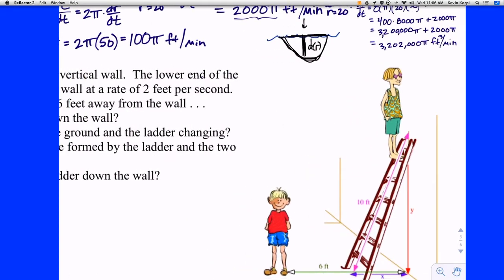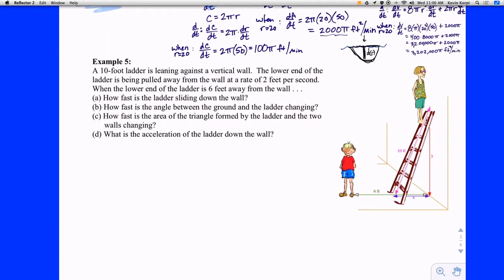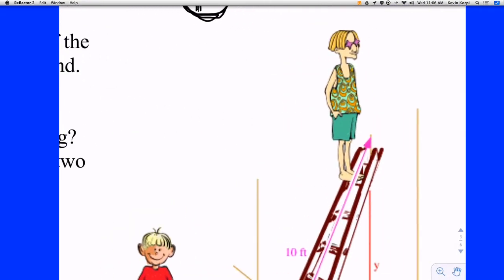All right. At that moment in time, how fast is the ladder sliding down the wall? In other words, how fast is that dude sliding down the wall? What kind of velocity is he experiencing?